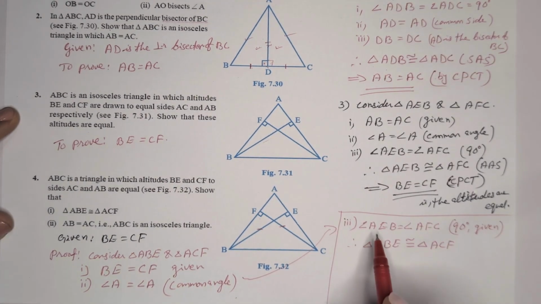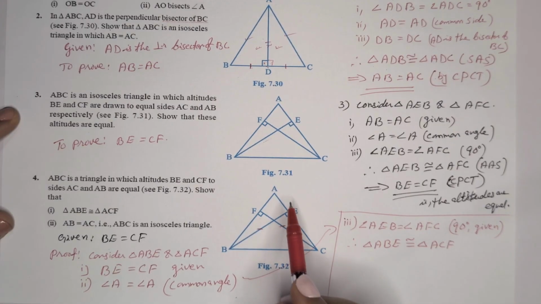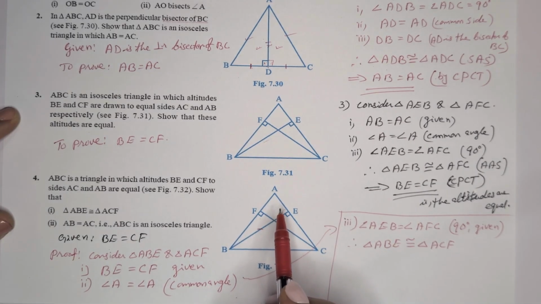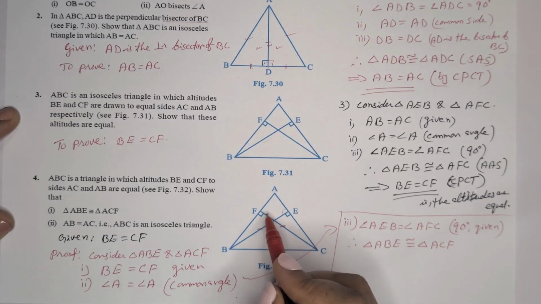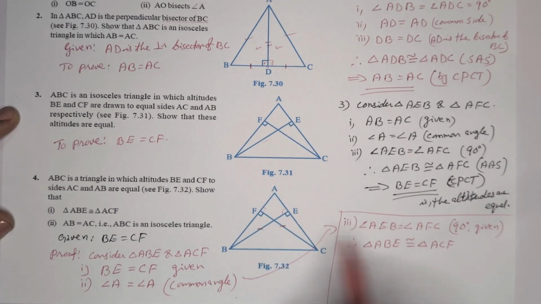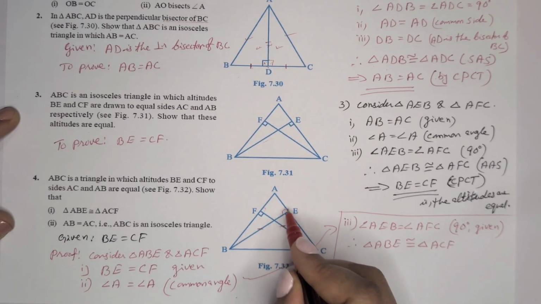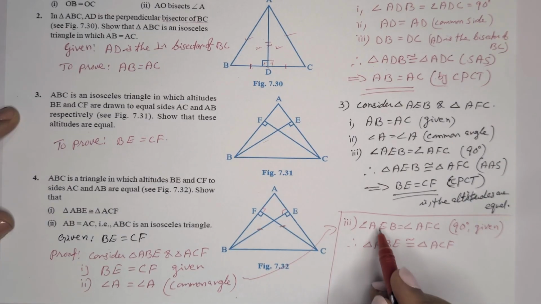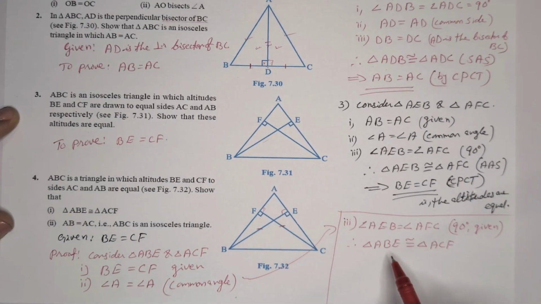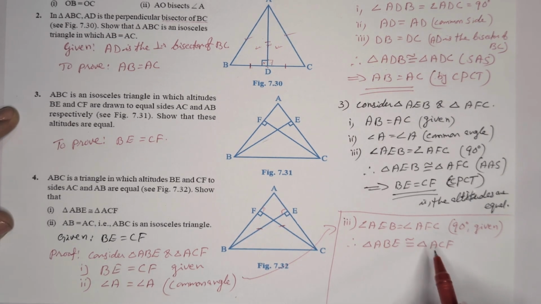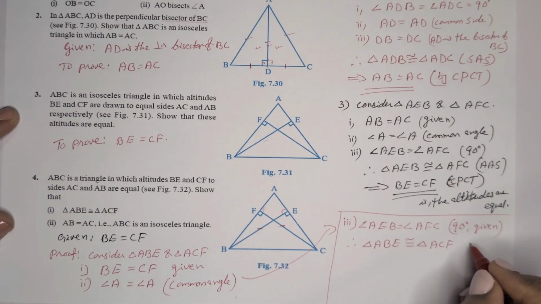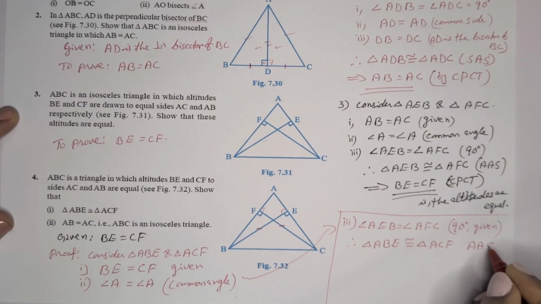So two parts, and the third part is by three-letter form. Angle AEB and angle AFC, these two are 90 degrees, that is given here. Perpendiculars. So two angles and one side. Using these three conditions, we can write triangle ABE congruent to triangle ACF. That means by AAS condition. Two angles and one side.